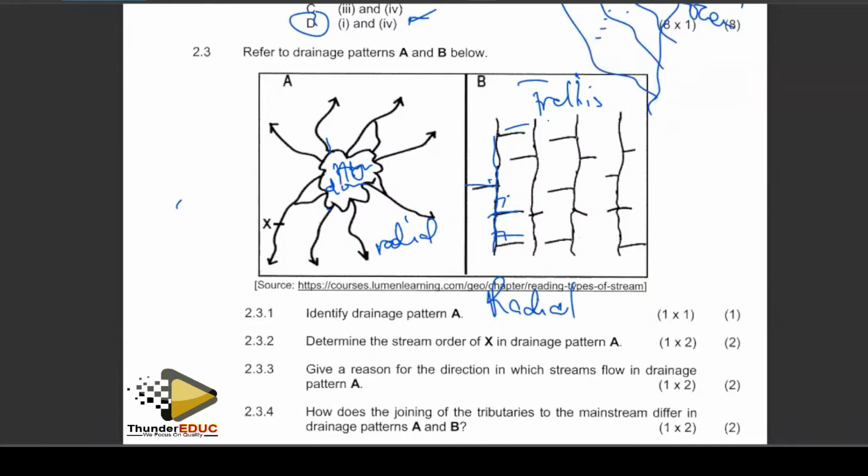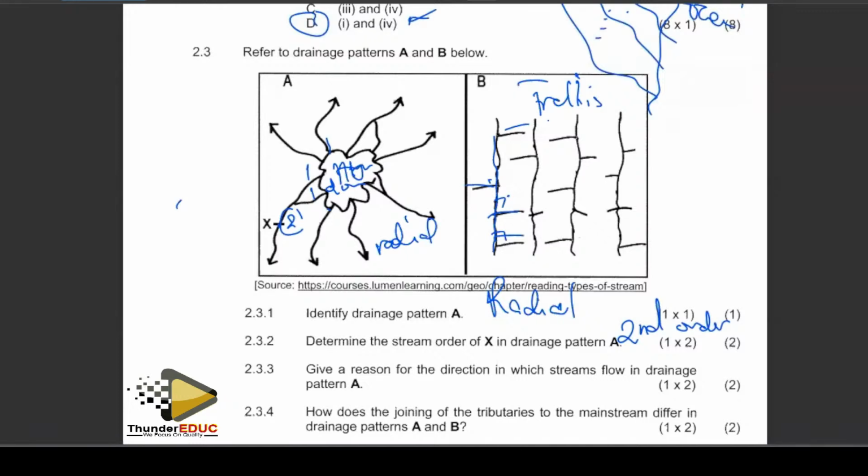Determine the stream order at X. Where is X? X is here. Our stream order, this is stream number 1. It's an independent stream. It doesn't have a tributary. It's number 1, and this one is number 1 again. Number 1 plus number 1, we get number 2. So the order there at pattern A is second order. The second order stream. Right, we move on to 233.